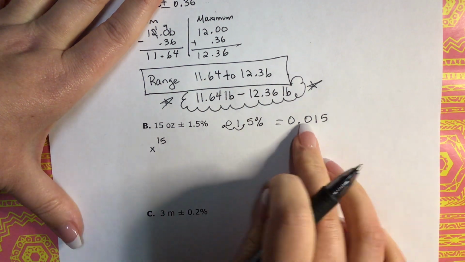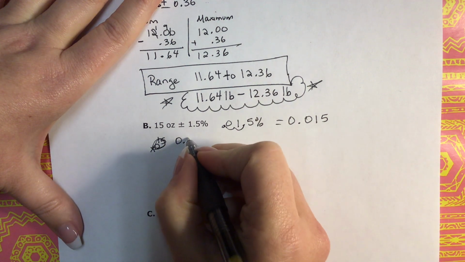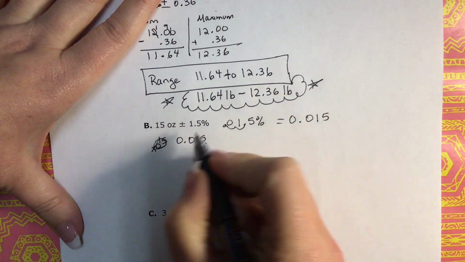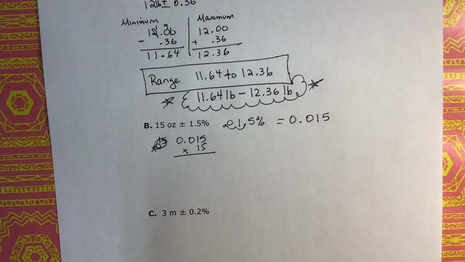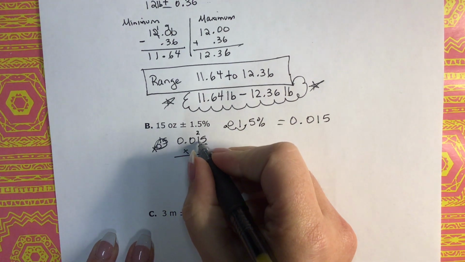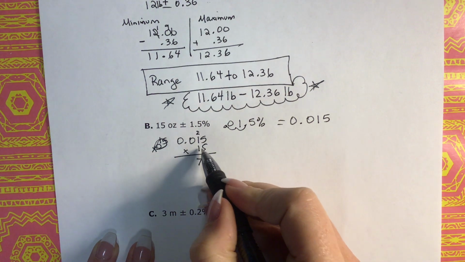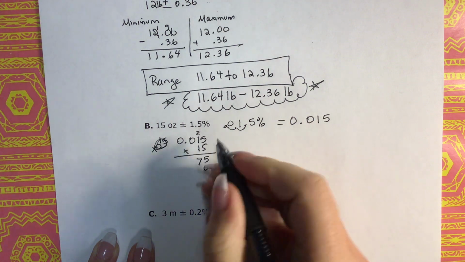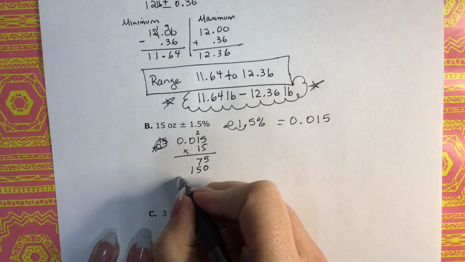This one has 3 digits, so I'm going to put that on top. 0.015, 1, 2, 3 digits, and put 15 on the bottom. It only has 2 digits. Then I'm just going to do the multiplication. So 5 times 5 is 25, the 5, carry the 2. 5 times 1 is 5, plus 2 is 7, and then that's just 0, so we're good. Then we go to the tens place, so we put a 0 here in the ones place. 1 times 5 is 5, 1 times 1 is 1, and then it's just 0.